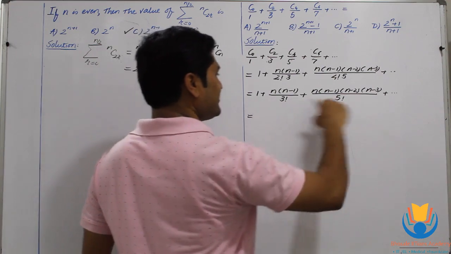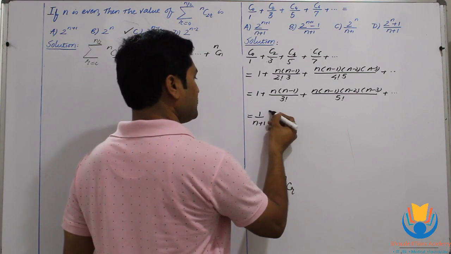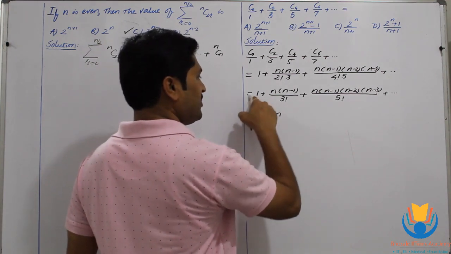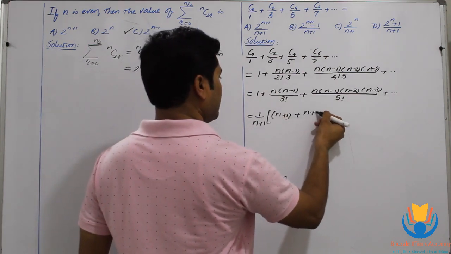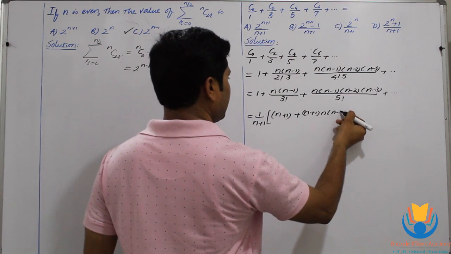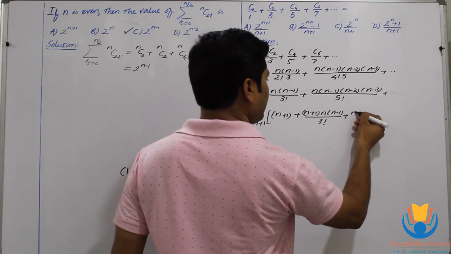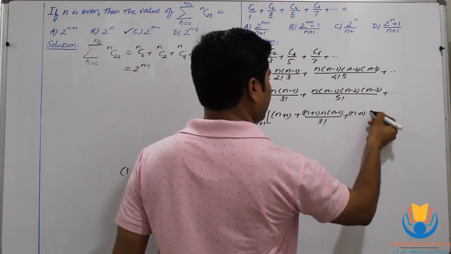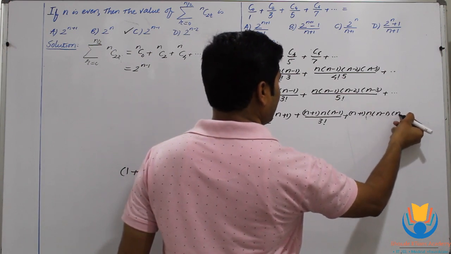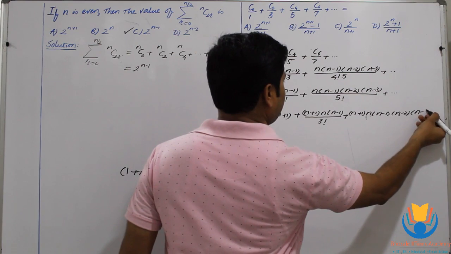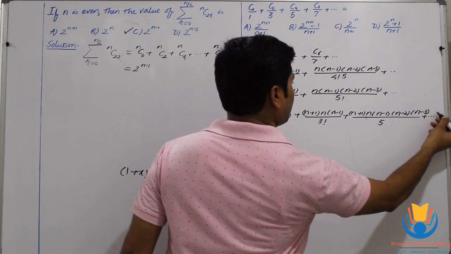So let's multiply each term by n plus 1, and we will divide this expression by n plus 1, just to simplify it. So 1 into n plus 1 is n plus 1. Again n plus 1 into this is n plus 1 into n minus 1, that upon 3 factorial, plus here also we will multiply it by n plus 1. So this will be n plus 1 into n into n minus 1 into n minus 2 into n minus 3, that whole upon 5, plus dot dot dot.